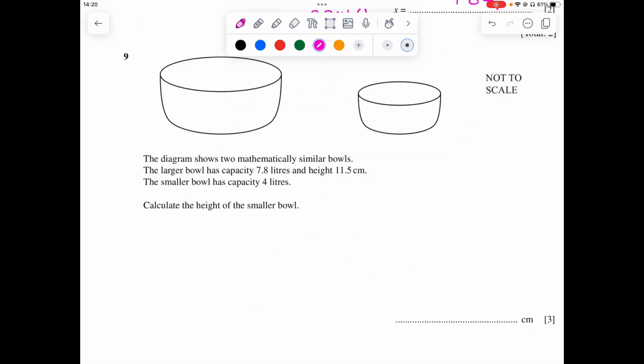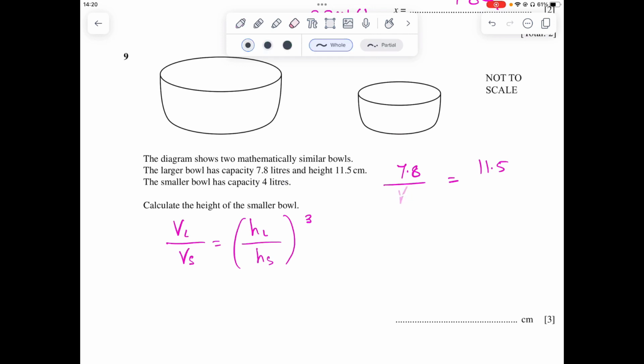Coming to question number 9, the diagram shows two mathematically similar balls. The larger ball has a capacity of 7.8 liters and a height of 11.5. The smaller ball has a capacity of 4 liters. So volume of the larger one upon volume of the smaller one equals height of the larger one upon height of the smaller one whole cube. So volume of the larger one is 7.8 upon volume of the smaller one, which has been given as 4. Height of the larger one is 11.5.